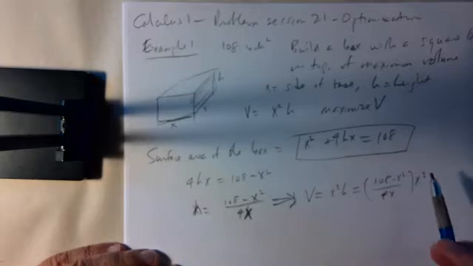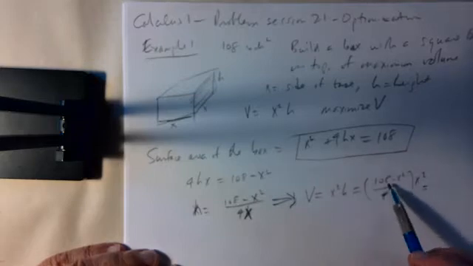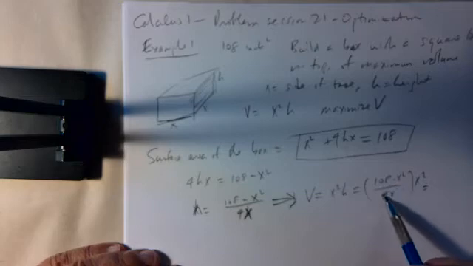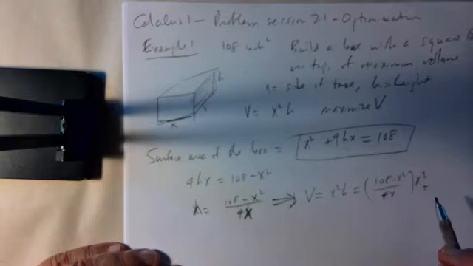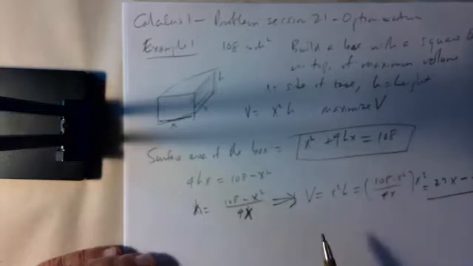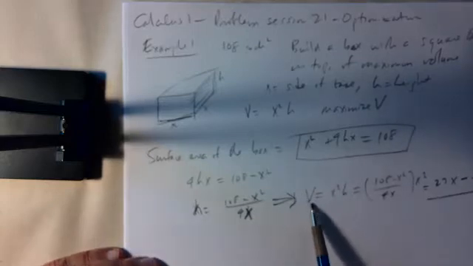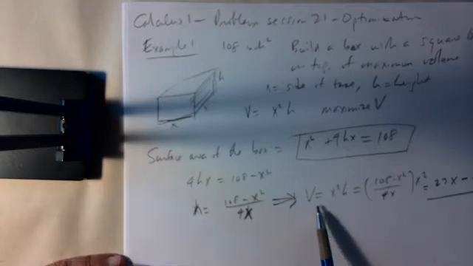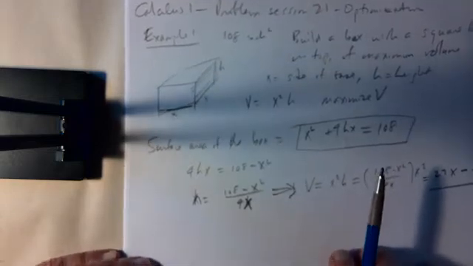This is x squared h. And one of the x's cancels. 108 over 4 was 27. So this is equal to 27x minus 1/4 x cubed. So as a function of x, this is the volume. And we want to maximize this function.